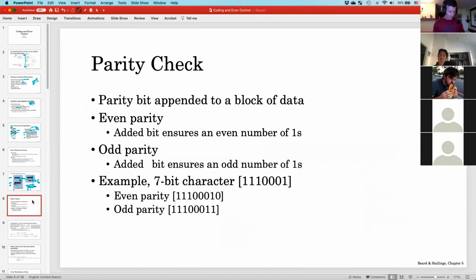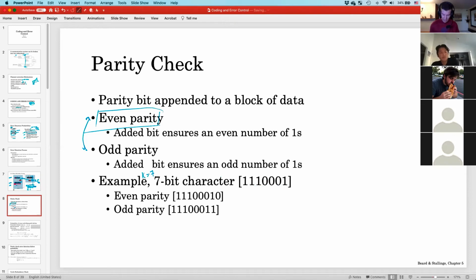Okay, so the most basic form of error detection is just appending a parity check bit. These two are completely equivalent, and I'm mostly going to focus on even parity. What you do is take, in this case, k equals 7, and count the number of ones in those 7 bits. If the number of ones is odd, then your check bit is going to be 1.